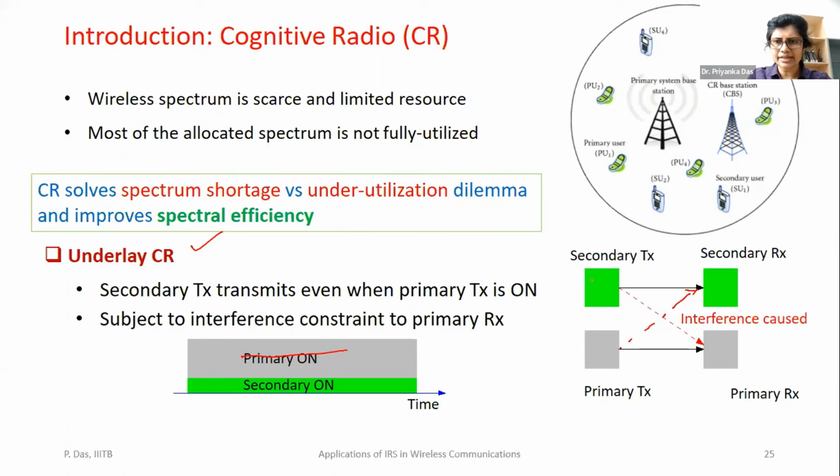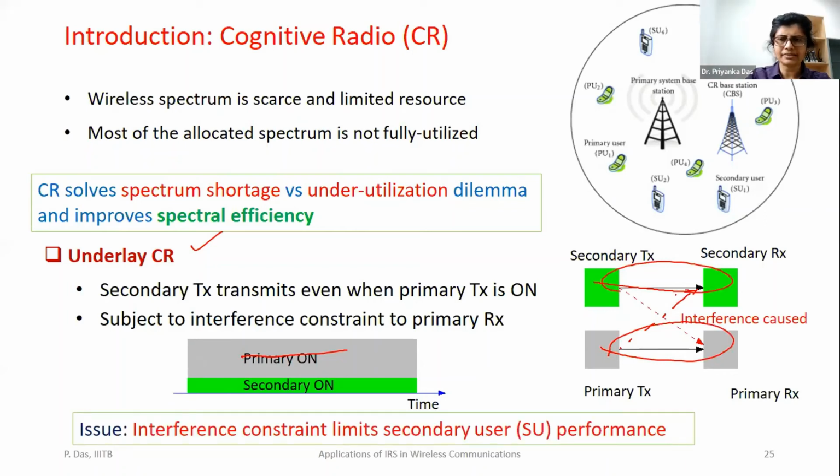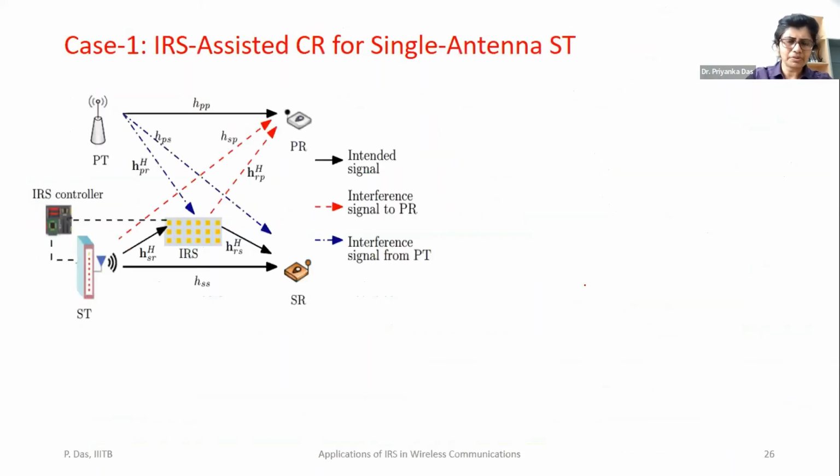Your secondaries are allowed to transmit at the same time as the primary, provided they meet the interference constraint. And that interference constraint will not allow you to transmit at very high power. You have to regulate the secondary's power, and these power reductions will limit the performance of the secondary user talking with the secondary receiver. Okay, that's another problem. IRS will help.